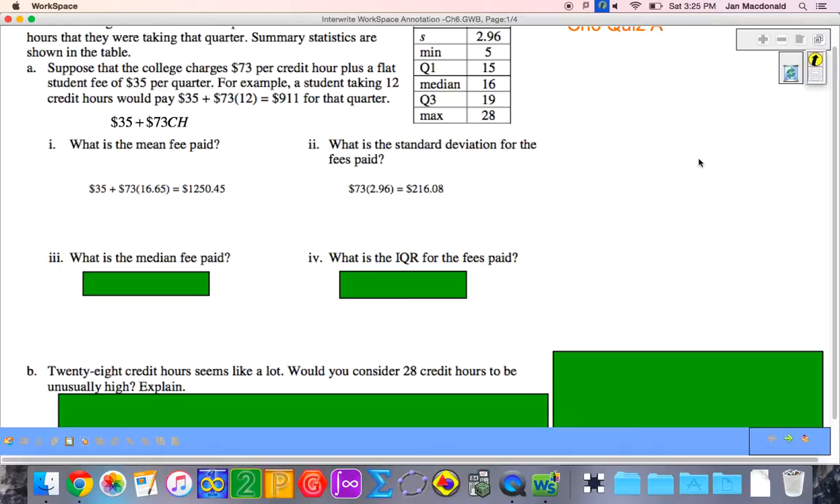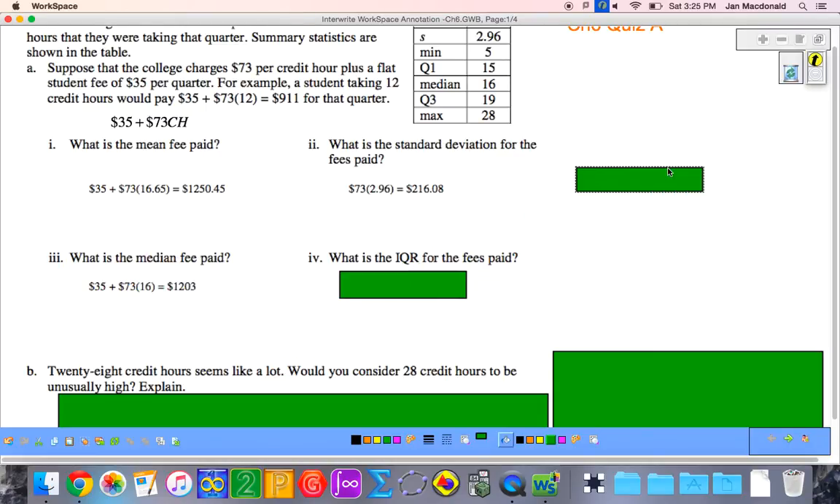What is the median fee paid? Well, like mean, median is also a measure of position, so we'd plug into this formula. Our median, as given by our table, is 16, so it would be 35 plus the product of 73 times 16. That would give us a total of $1,203. And what is the IQR for the fees paid?